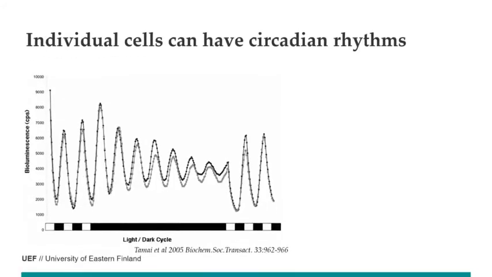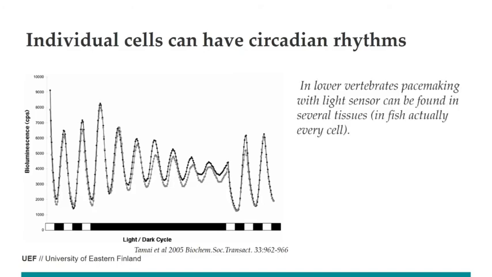And the same thing happens also in the vertebrates. So we have individual cells that have circadian rhythms. Even in humans, we have these rhythms in different organs. Usually we lose them if we don't get the Zeitgeber information from the main clock. But it can be found in all kinds of cells. And even in fish, it can be found in every cell type. So in every cell type, there is some kind of light sensor mechanism for this daily rhythm.